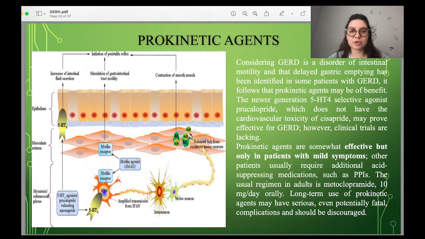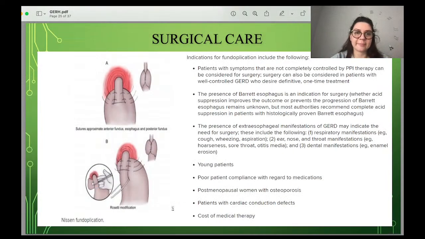For today, the most usable drug is metoclopramide. They are effective, but only in patients with mild symptoms. Other patients usually require additional acid-suppressing medication like PPIs. The usual regimen in adults is metoclopramide 10 mg daily. Long-term use is not recommended because they may have serious, even potentially fatal complications.